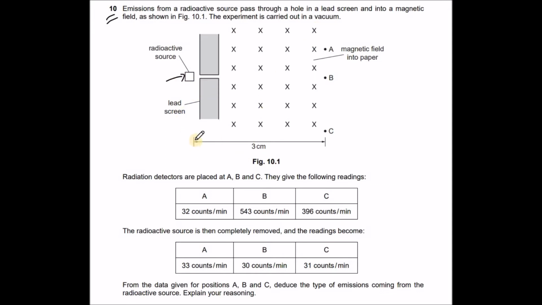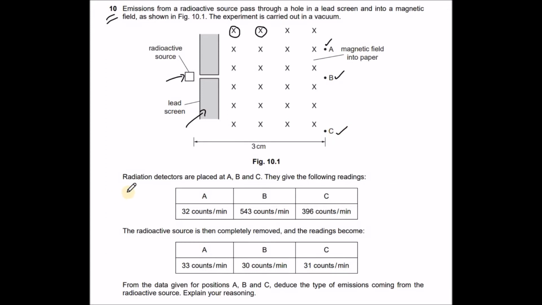There is a radioactive source that contains unstable nuclei. And you know well, unstable nuclei, to get stability, emit energy or radiation in the form of alpha, beta and gamma. This is the lead screen and you can see crosses. These crosses indicate a magnetic field region. Cross means the direction of the magnetic field is into the page or inside the surface. And you can see some points at this side, point A, B and point C.